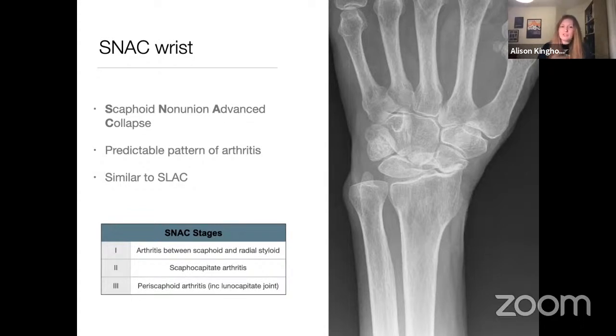So this is scaphoid non-union advanced collapse, because that's the cause of why this wrist is collapsed. But again, the thing I would stress is it's just a quite rapidly progressive and predictable pattern of arthritis that is centered around the scaphoid and the radioscaphoid joint due to the injuries that we've talked about.